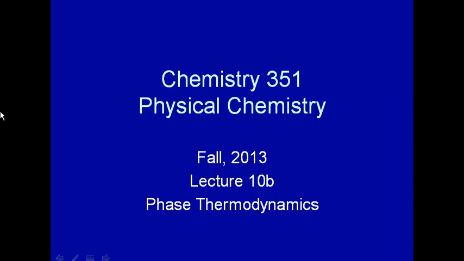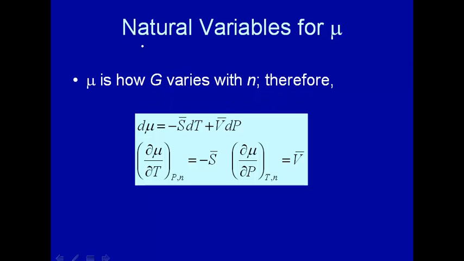Okay, now that we know a little bit about phase diagrams, let's delve into phase thermodynamics, the thermodynamics of phase transitions. All right, first let's talk a little more about the chemical potential mu. I want to show you that, similar to what we have for G, how G varies with temperature and pressure, we can write an equation for mu where instead of just entropy and volume, as we have for G, free energy, we instead have partial molar entropy and partial molar volume.